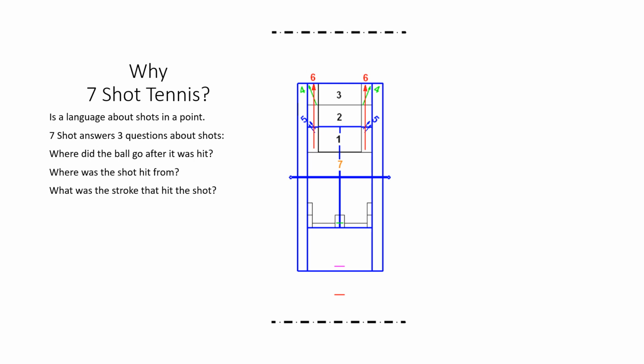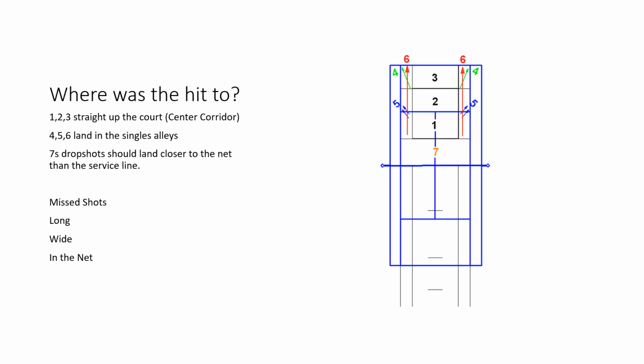Why seven shot tennis? Seven shot tennis is a language about shots and a point. It answers three questions about all shots. Where did the shot go after it was hit? Where was it hit from? And what was the stroke that hit that shot? You have three shots up the middle, two shots on the diagonal, one down the line, and the dropper.